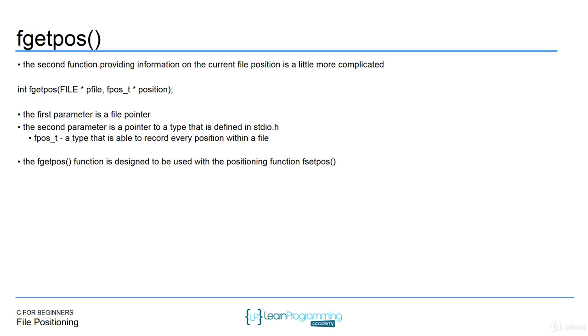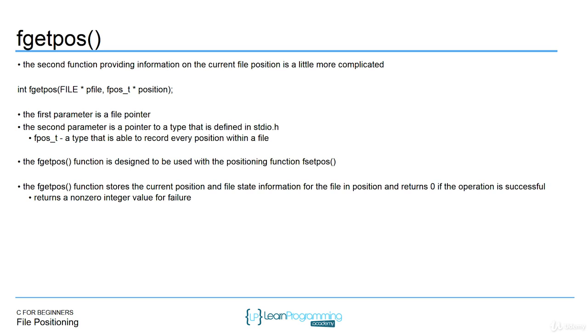So the fgetpos function is designed to be used with the positioning function fsetpos. So you'll use fsetpos, and then you use fgetpos in combination with that. The fgetpos function stores the current position and file state information for the file and returns 0 if the operation is successful. It returns a non-zero integer value for failure.